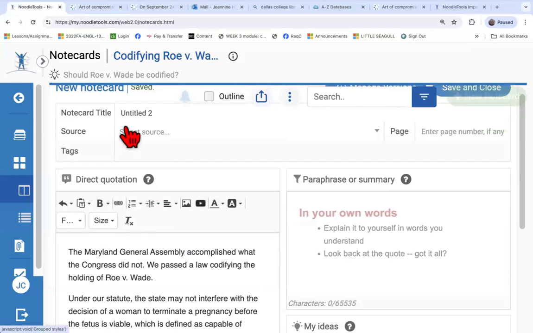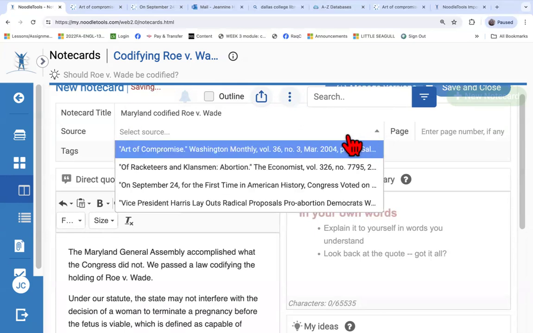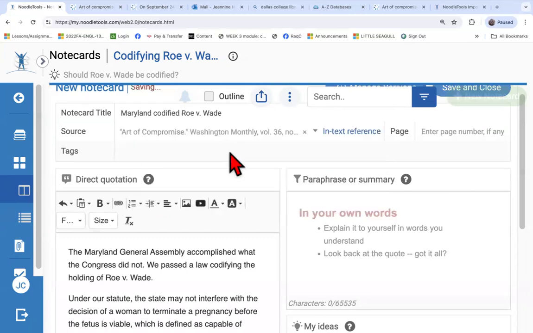Now, the next thing I'm going to put right here, Maryland codified Roe v. Wade. I want to do that because when I put all of these together and organize them, I want to readily know what stack that goes in or what pile. So that's Art of Compromise. And it says it's on page 3+.